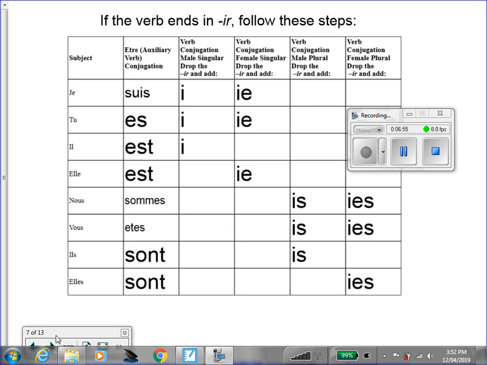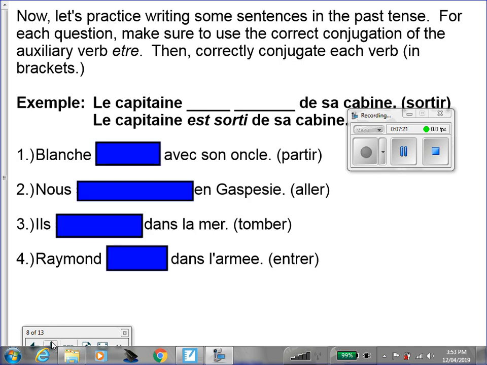Okay. Now, moving forward for the next few slides, we're going to do some practice activities. And you're going to want to have that worksheet that contains all three charts filled in handy, just so that you can refer to the charts as you're solving the problems on the next few slides. So let's get into it. Okay, going to practice writing some sentences in the past tense. For each question, we're going to make sure to use the correct conjugation of the auxiliary verb être.